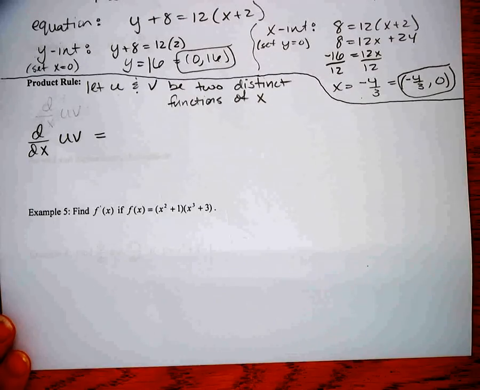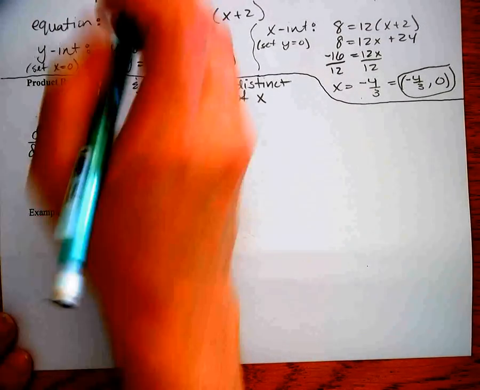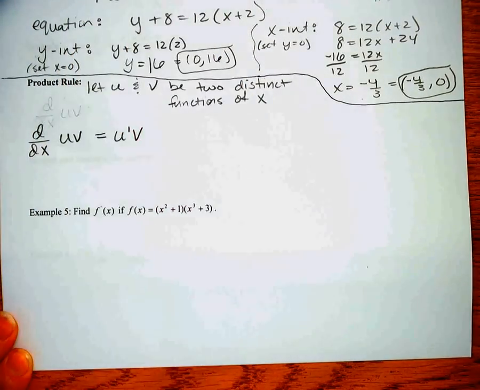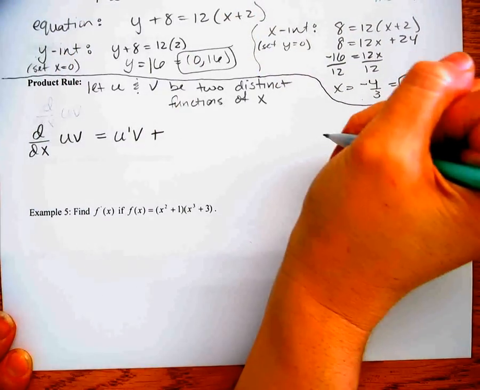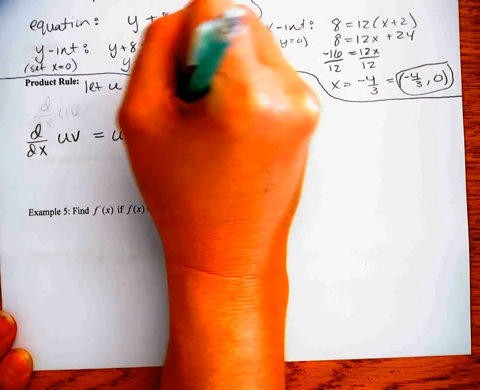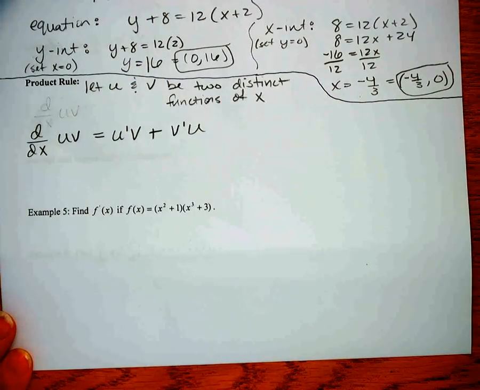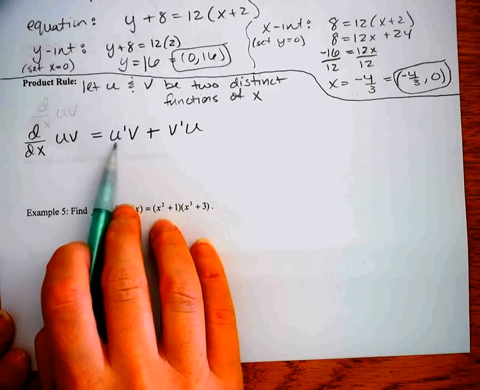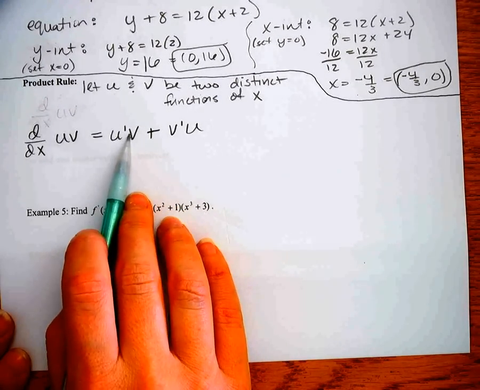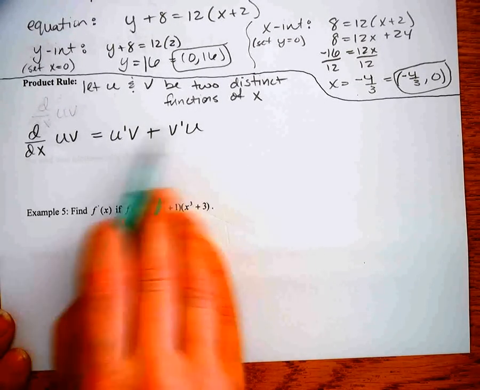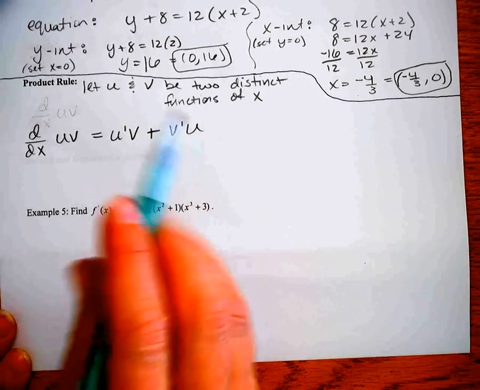Instead, what you're going to have to do is find the derivative of one, multiply it to the other, and then add that to the derivative of the other multiplied to the first one. So it's basically just a combination of one derivative, one regular, the other derivative, the other regular. U prime v plus v prime u.